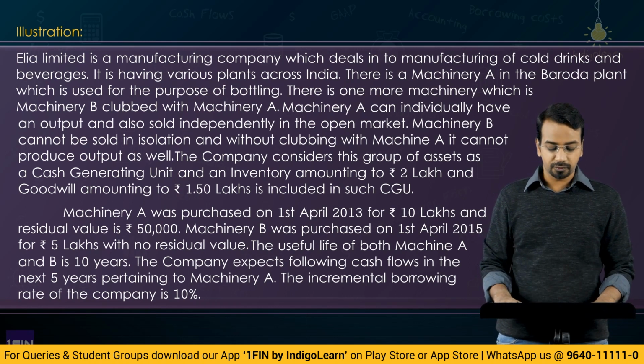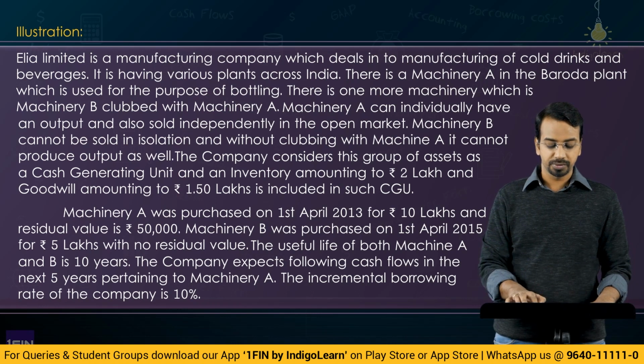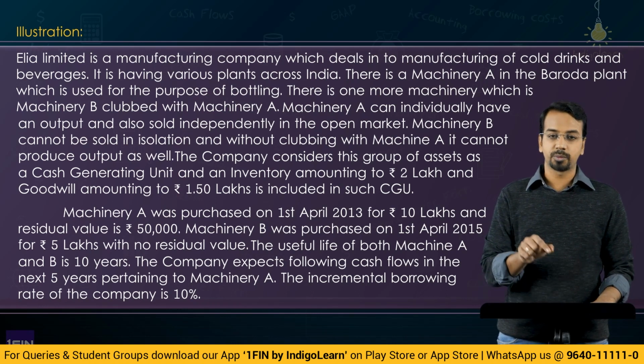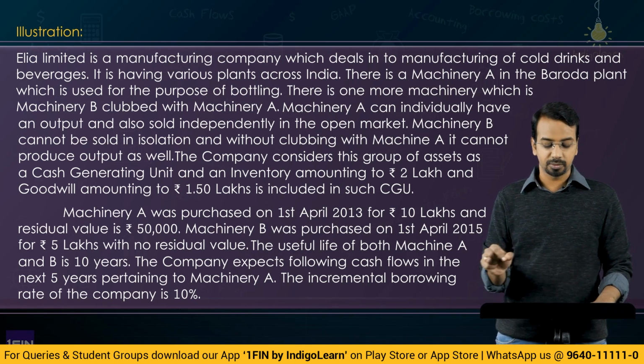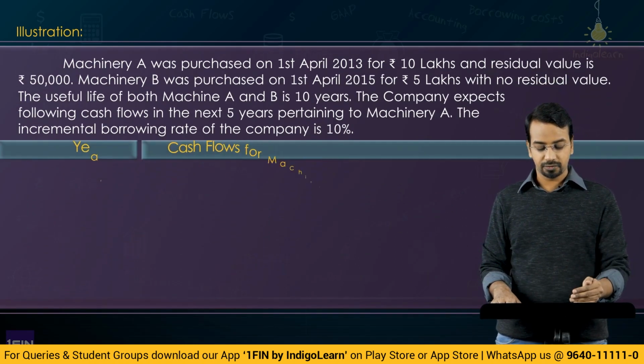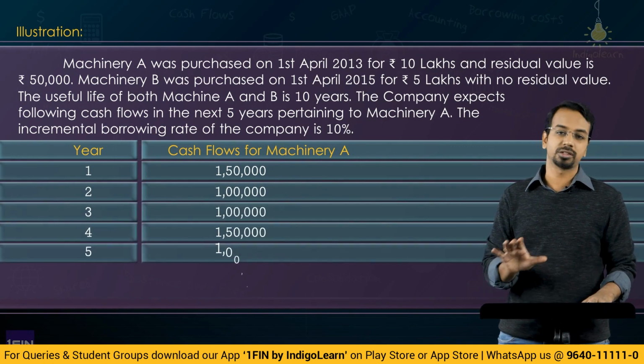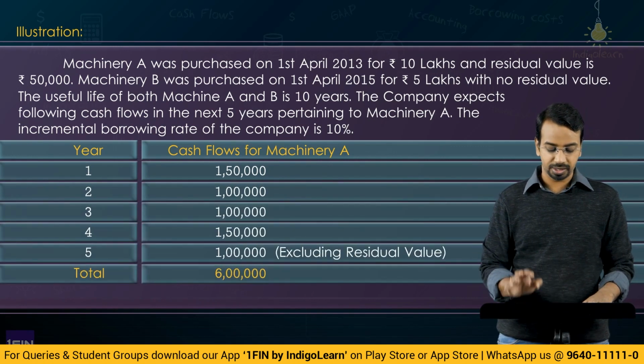The company expects the following cash flows in the 5 years pertaining to machinery A. So, for the next 5 years, cash flow from machinery A is given and the incremental borrowing rate is given as 10%. So, you have years 1 to 5, 1,50,000, and at the end of year 5 you get 1 lakh excluding residual value. So, residual value is not included, right.